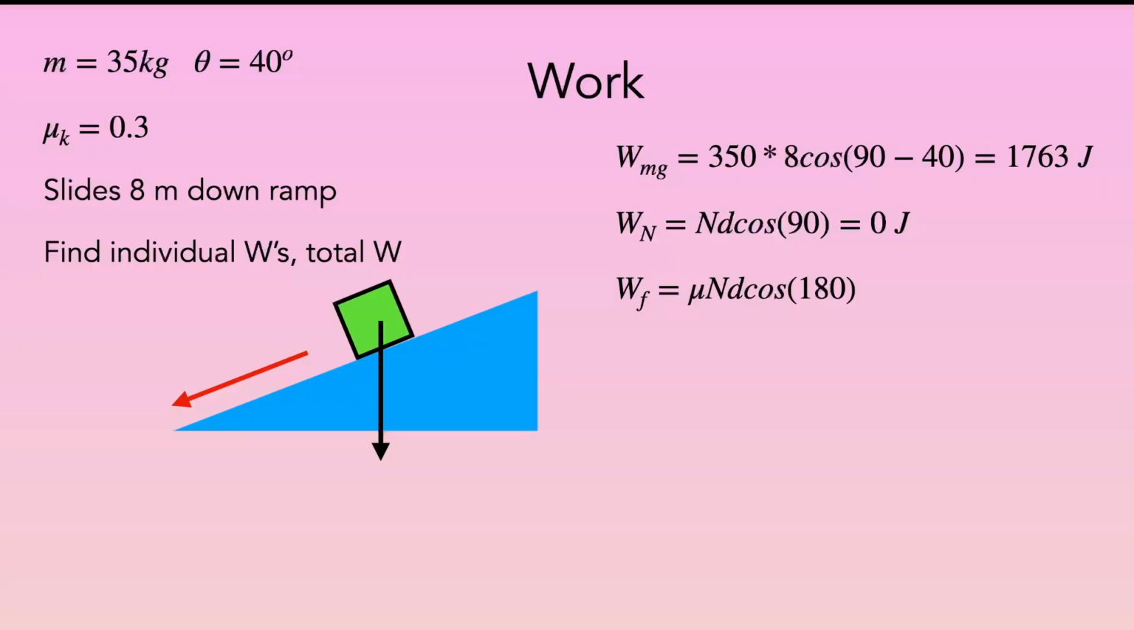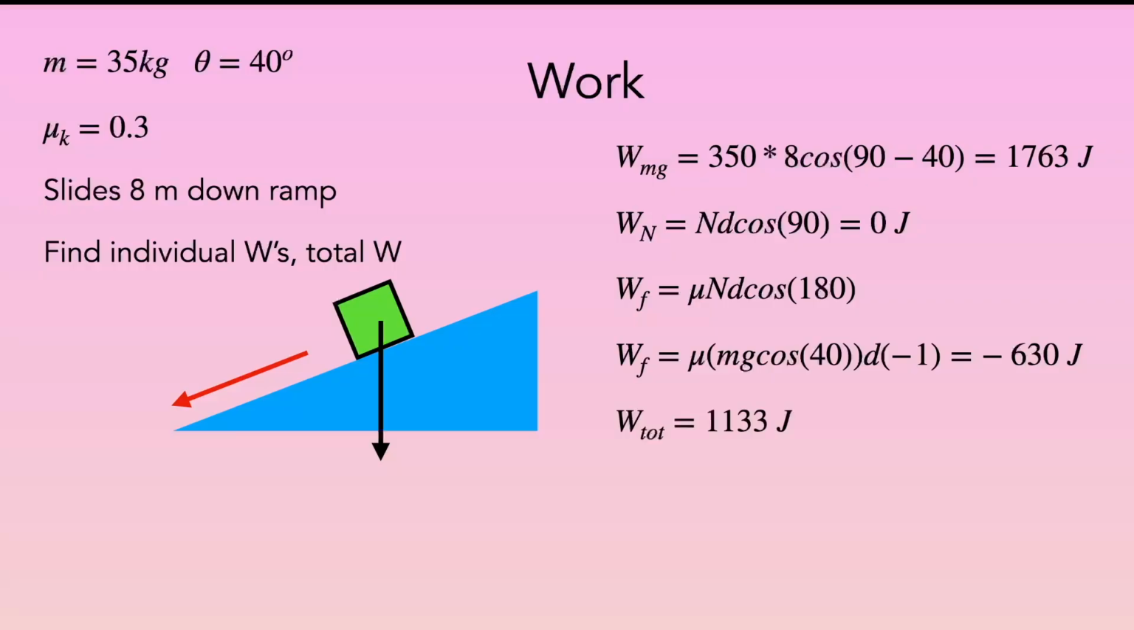But the normal force is going to be, as we knew, mg cosine of the ramp angle, mg cosine 40. So we have mu mg cosine 40 times d times -1 ends up being -630 joules. So my total work, 1133 joules when we add all those together.